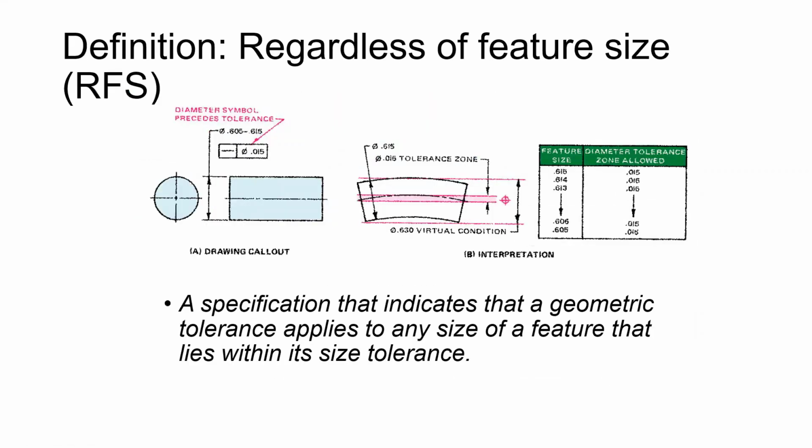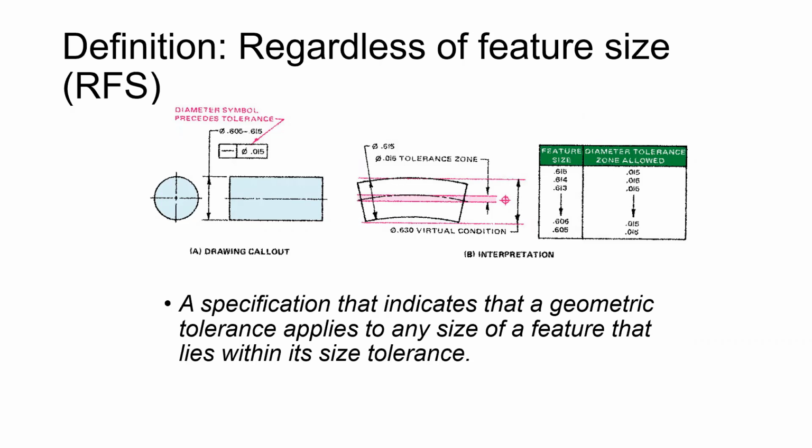So here's an example of what I'm trying to say with that, regardless of feature size. Here we've got this shaft on the left. We see the small shaft. It has a diameter that ranges from 0.605 to 0.615, and the shaft has this straightness tolerance. That's what that little box there with the straight line in it and the diameter 0.015 is. That's called your feature control frame. That's actually where you put these geometric dimensioning and tolerances. So this is saying that shaft has to stay straight within 0.015.